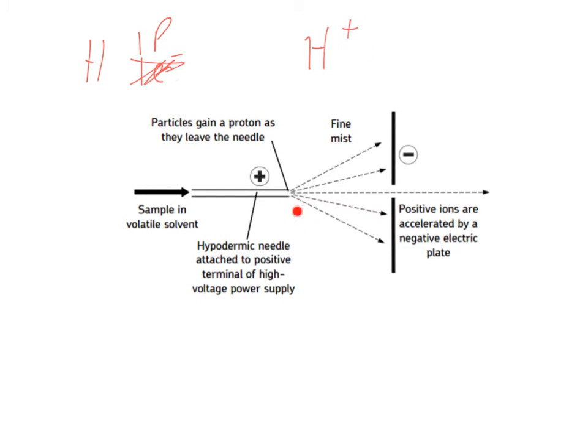They gained a proton, so therefore they're now positively charged, they come out as a fine mist, and then they get accelerated, and that's just the same as before. What's really key to the understanding here is the fact that because they've gained this proton, we know a proton has a mass of 1. So whatever sample you put in there, when you get your spectrum, all of the sample is going to have an extra proton. So they're going to have an extra 1 mass.